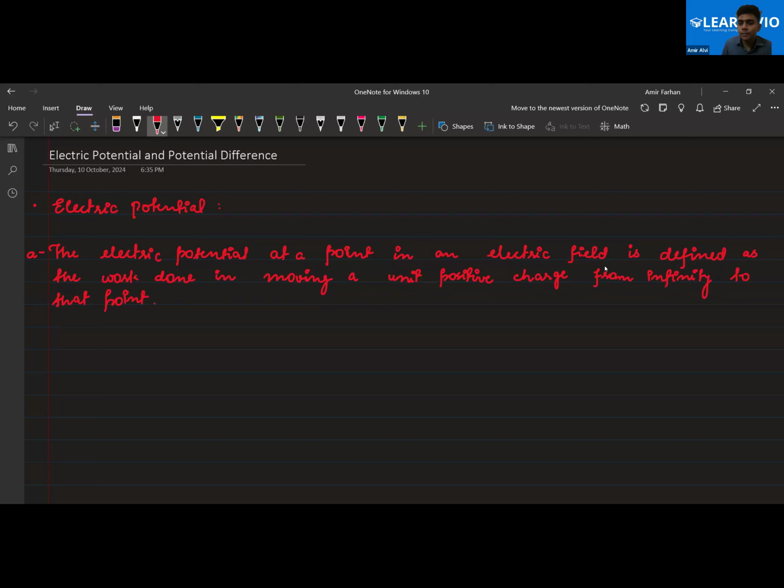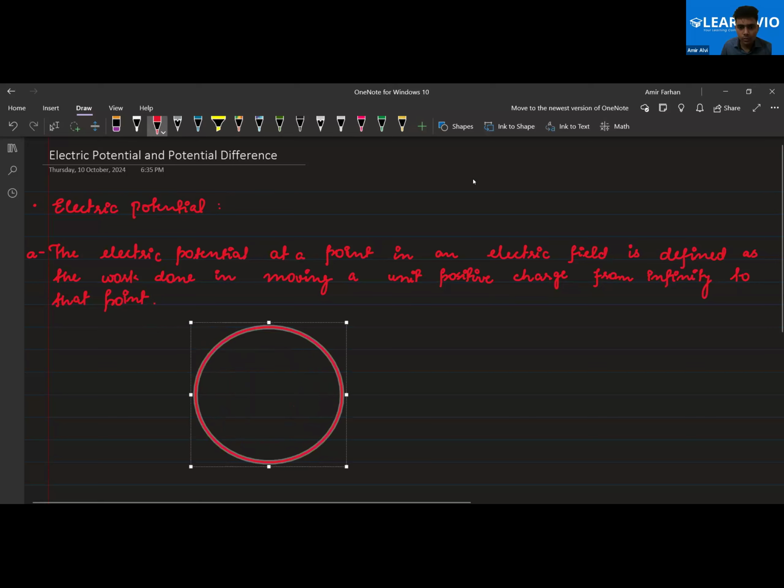It means that the work done against that force is called the electric potential of that point. I'm drawing the diagram again so that you can understand it. A small chart placed over here.